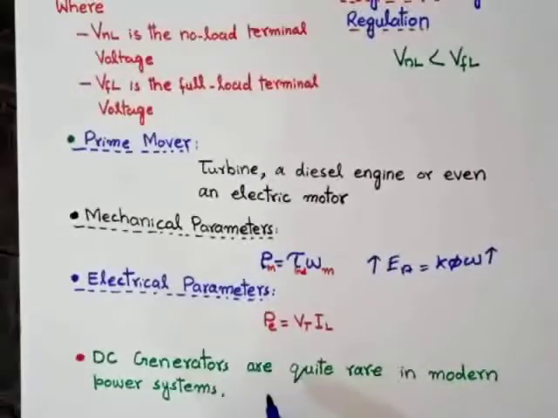DC generators are quite rare in modern power systems. In modern power systems, we normally use the synchronous generator instead of DC generators. So that's why DC generators are quite rare in modern power systems.